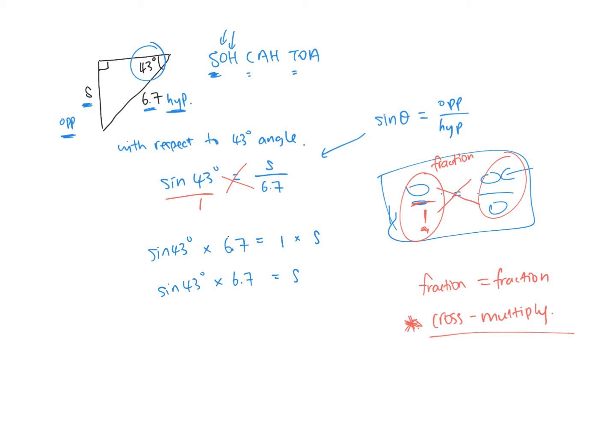Excuse me, I'm going to now take my calculator. So sine 43 multiplied by 6.7, and that's equal to 4.57. So s is equal to 4.57. Actually, I'm going to round it to 1 decimal place. So that's 4.6. That's your final answer for the side S right here.